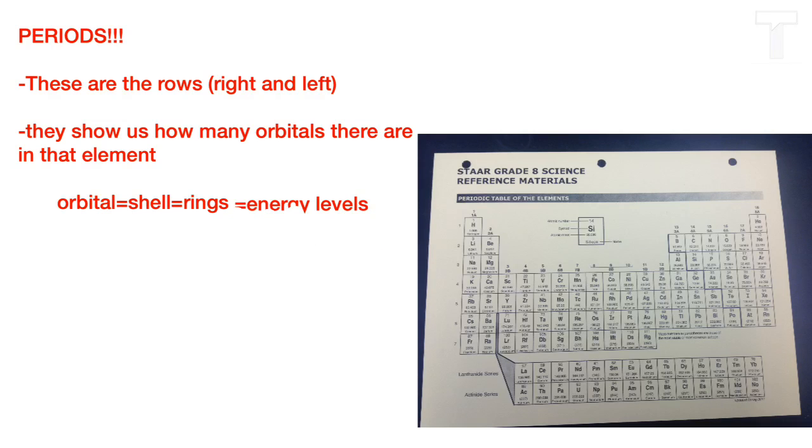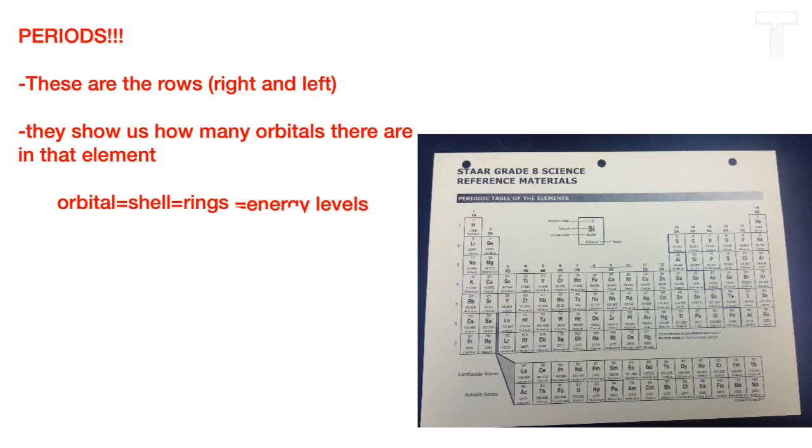So let's start by talking about the periods. The periods are rows. They go from right to left, so this would be a period. There's a total of 7 periods, and you know this because on the left of your periodic table, it's got the numbers 1 through 7. So this is period 1, 2, 3, 4, 5, 6, and 7.